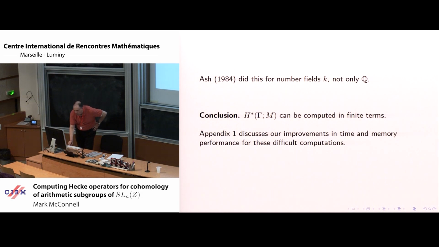Okay, so for SL, well, one more slide. I've described it over Q, but Ash, in fact, did this for SLN or GLN over a number field, not just over Q, in a later paper. So the conclusion is that I've got a finite cell complex W mod gamma. That's something with which I can compute cohomology in finite terms. There's a lot of questions about how do you do this efficiently in time and memory and tweaks here and there. I put those in Appendix 1, which is later in the set of slides. I'll also be speaking in the Thursday session on software, and I think I'll show you some of Appendix 1 on Thursday, so skip that for now.